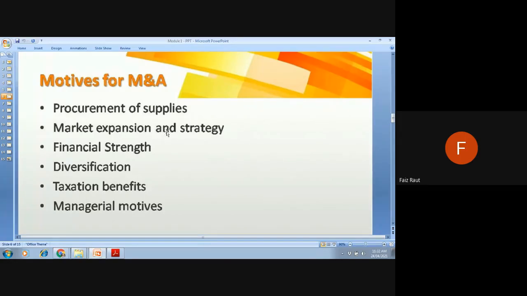Next is market expansion and strategy. This is similar to what I told in conglomerate. They want to expand the market, or even for that matter, horizontal merger also. Market expansion can be done. That means if there are a few customers of Vodafone, a few customers of Idea, and Vodafone wants to expand the market, they can give many schemes to acquire the customers. But the easier, shortcut way is to acquire one company so that all the customers of that company will now become your customers. Okay, when Vodafone acquired Spice Mobile, they did that.